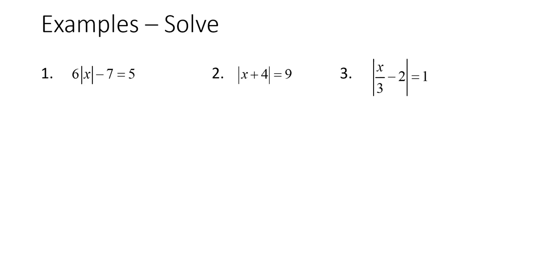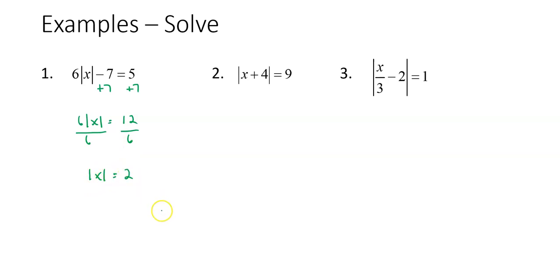All right, so we got a couple of examples here to solve. Let's take a look at the first one. The first one is 6 times the absolute value of x minus 7 equals 5. So this one, we're going to start by adding a 7 to both sides. 6 times the absolute value of x is equal to 12. We'll divide both sides by 6. Absolute value of x is equal to 2.